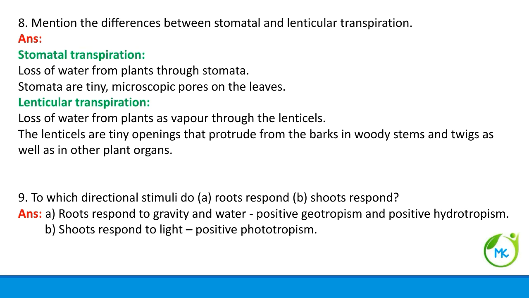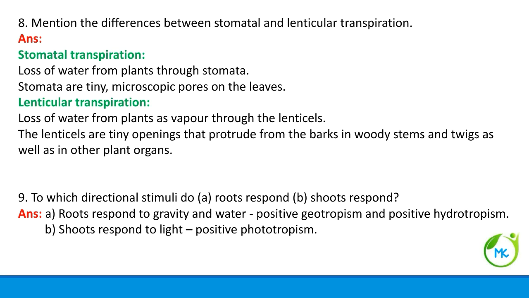Next question, mention the difference between stomatal and lenticular transpiration. So the same we will learn in the detailed answer also. So stomatal transpiration, loss of water from plants through stomata. What are stomata? They are tiny microscopic pores on the leaves. And lenticular transpiration, loss of water from the plants as vapor through lenticels. What are lenticels? They are tiny openings that protrude from the bark in woody stems and twigs as well as in other plant organs.